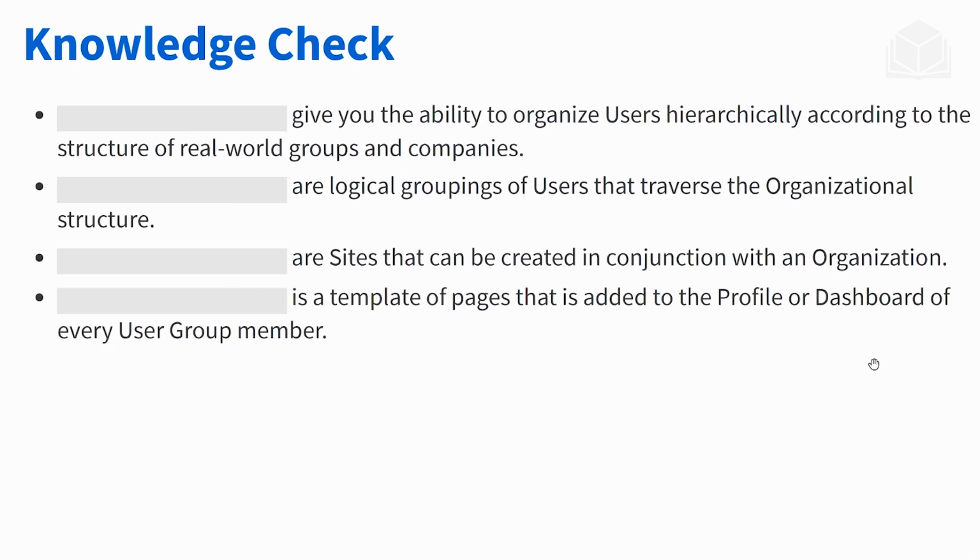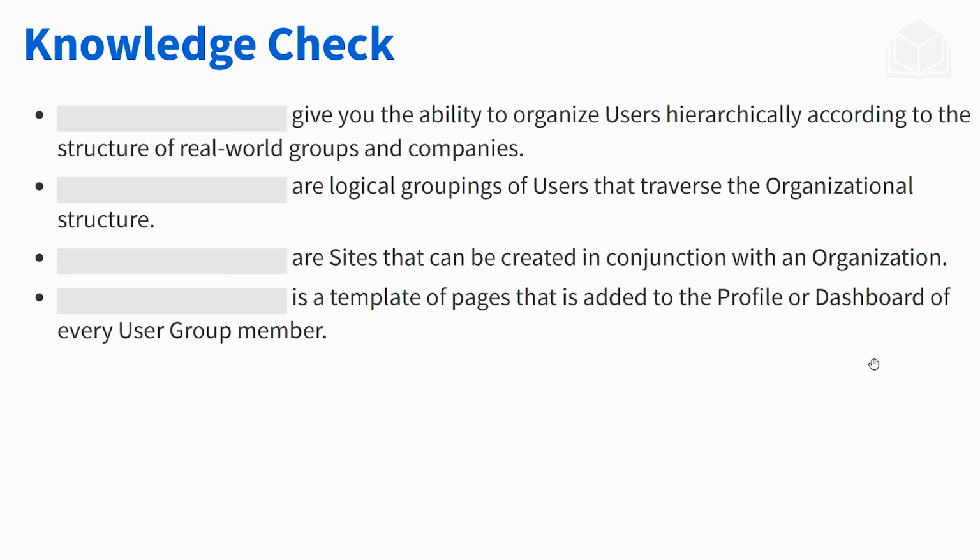All right, that's it. So we're at our knowledge check. There are different ways to group your users in Liferay. Which one of those gives the ability to make this user hierarchy according to real-world structures in your companies? And which feature is a logical grouping of users that traverse the organizational structure? In addition, what do we call the sites that can be created in conjunction with an organization? So when you're creating an organization, you also have the ability to create what, to link with that organization? What is the template of pages that is added to the profile or dashboard of every user group member under the personal menu?